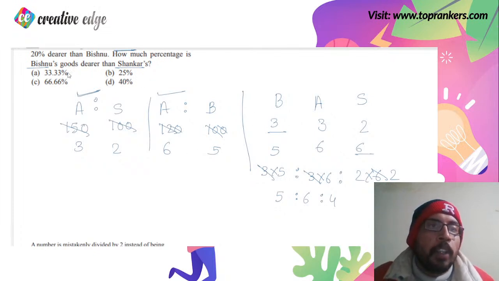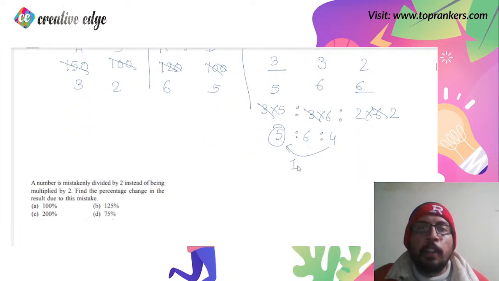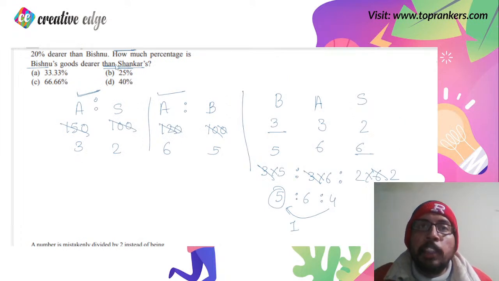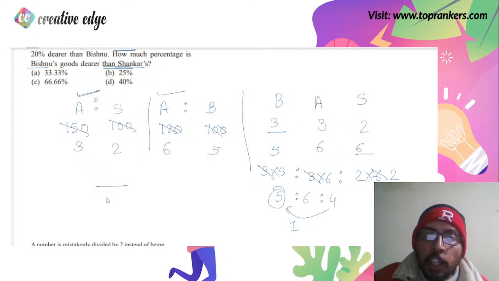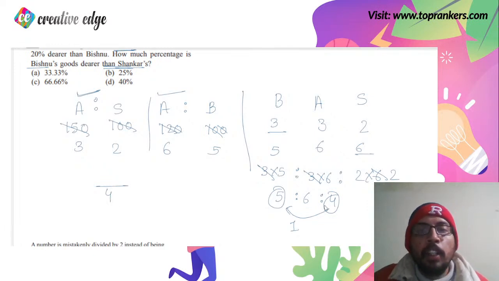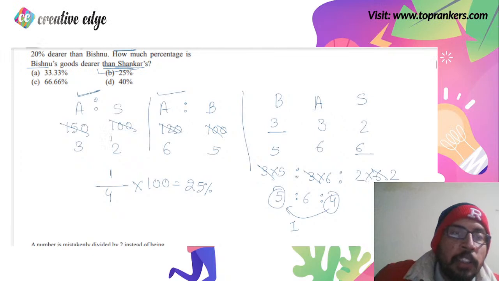Now what does my question read? How much percent is Vishnu's good dearer than Shankar? Vishnu is 5. I can see that Vishnu's goods are greater than Shankar's by 1 unit. So the comparison is from Shankar, and I will write the value of Shankar in the denominator. The value of Shankar in our case is 4. 5 minus 4 is going to be 1, so 1 by 4, and in order to find the percentage, into 100 you will be getting 25%. So you can see that 25 is going to be your correct answer.